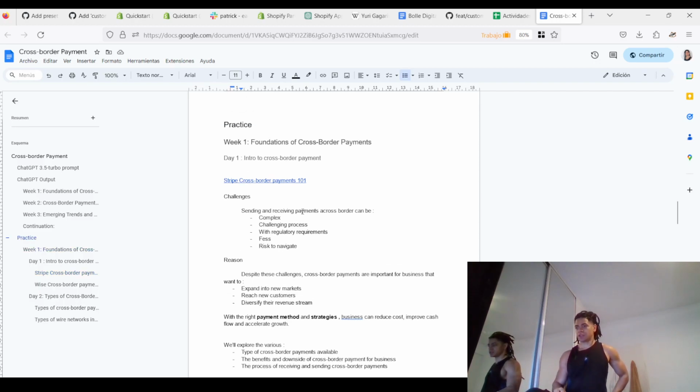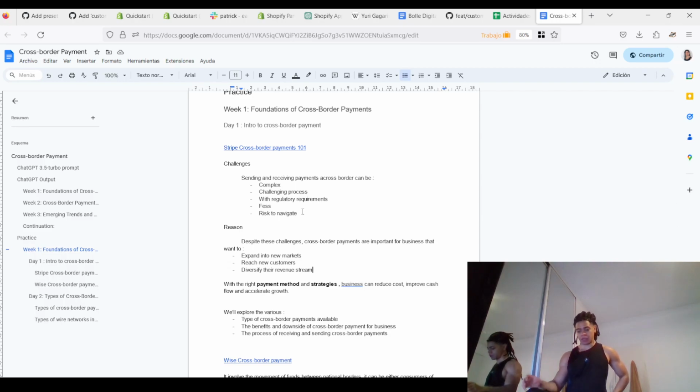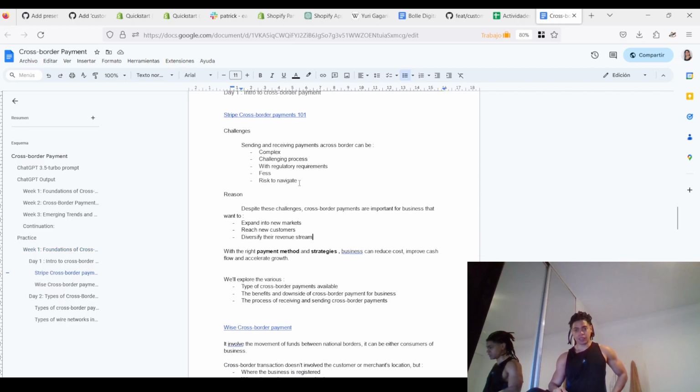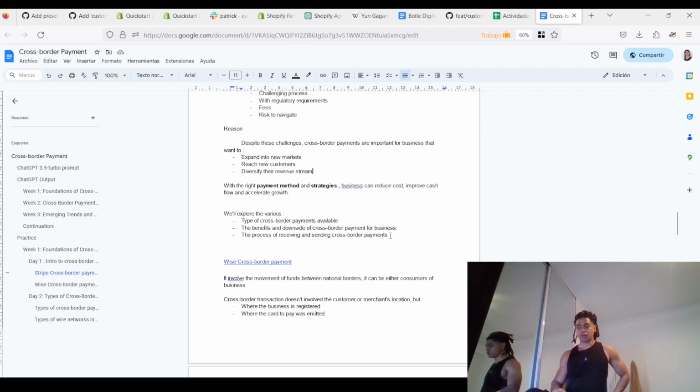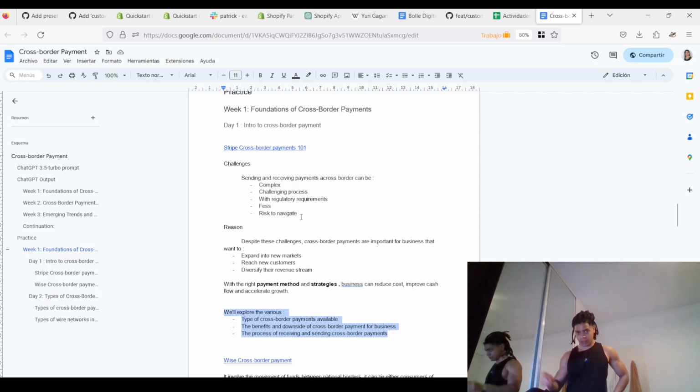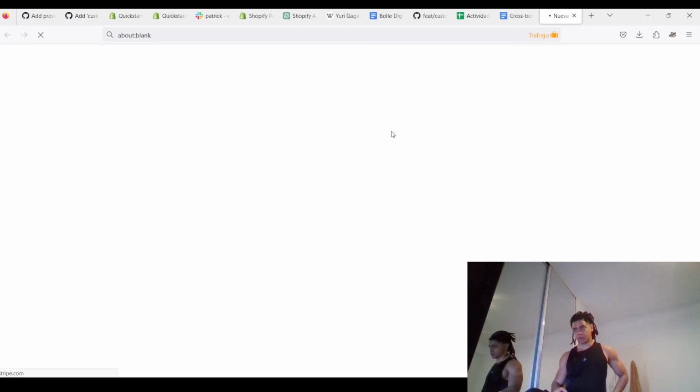Okay, so this is the foundation of cross-border payments, something that Stripe described, as well as Wise. Following is the Stripe cross-border payment 101. They mentioned that we're going to explore the different types of cross-border payments, as well as the benefits and the trade-offs or downsides of cross-border payments, and how to send and receive them. All of this comes from the Stripe blog, from this website.